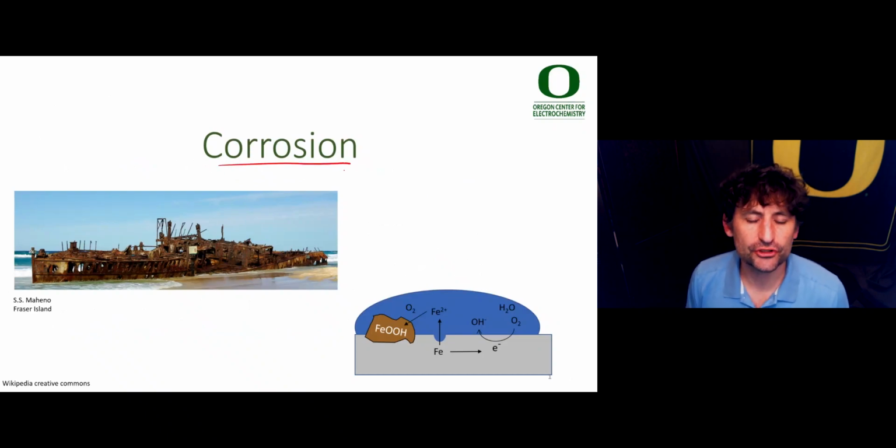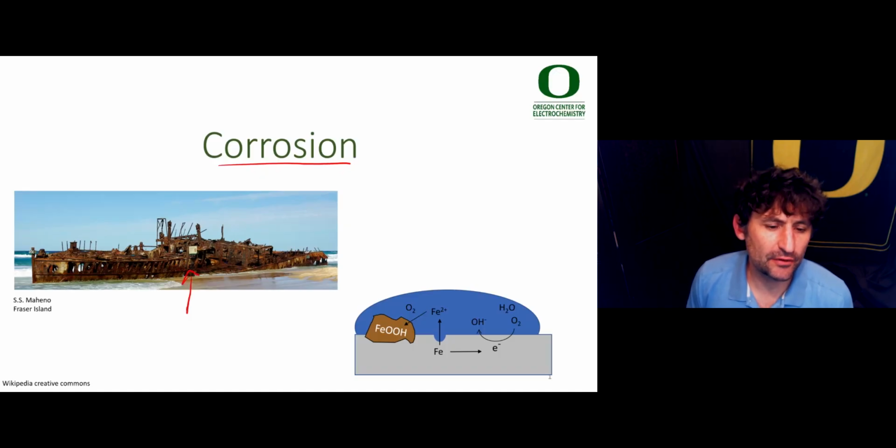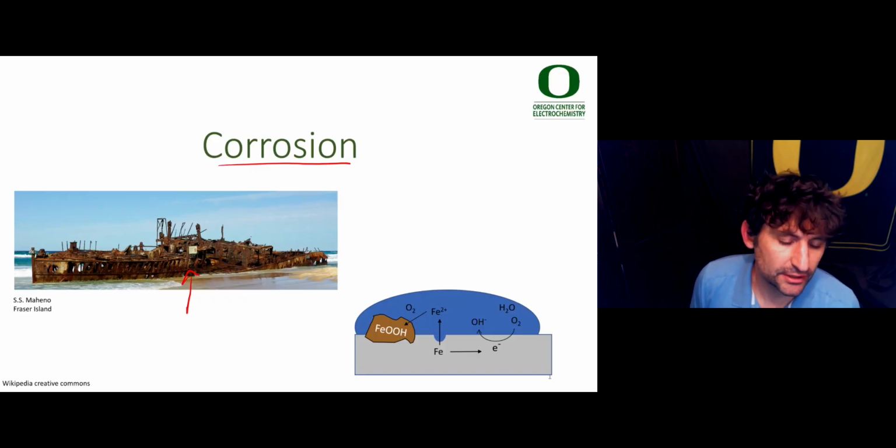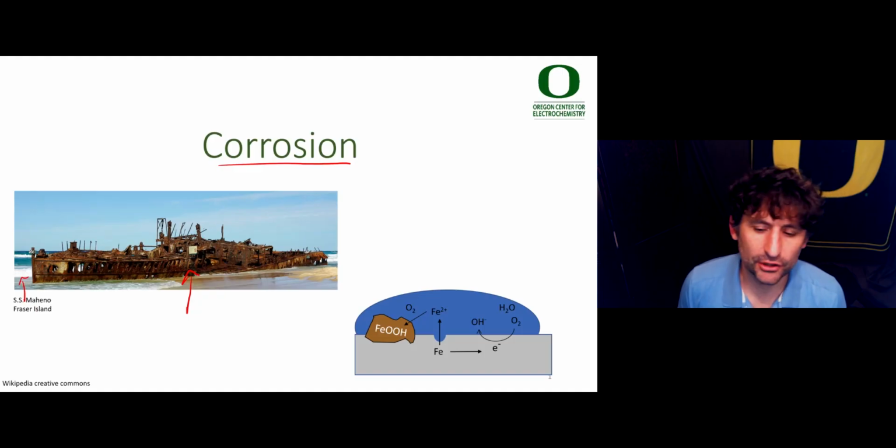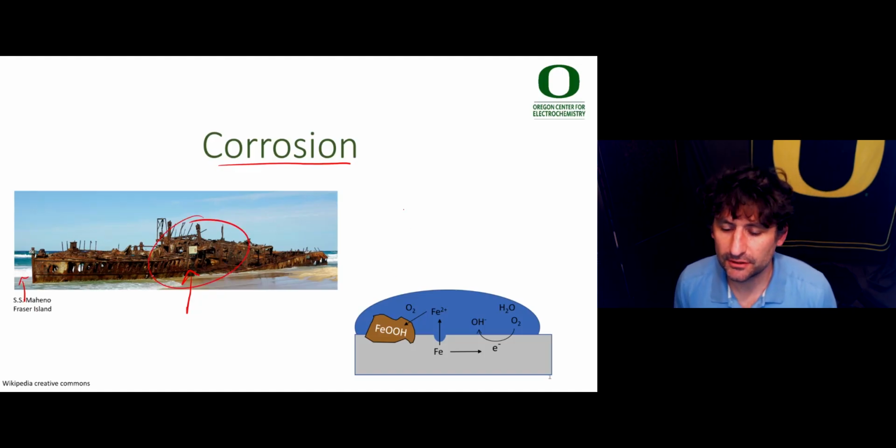Today I'm going to talk about corrosion. Corrosion is inherently an electrochemical phenomenon. Here's a picture of a boat corroding, a wreck that's corroding in the ocean, and as we know, steel and iron rust. Rust is a form of corrosion, and that's accelerated typically by water and salt. So this wreck has corroded substantially since it crashed on the beach.